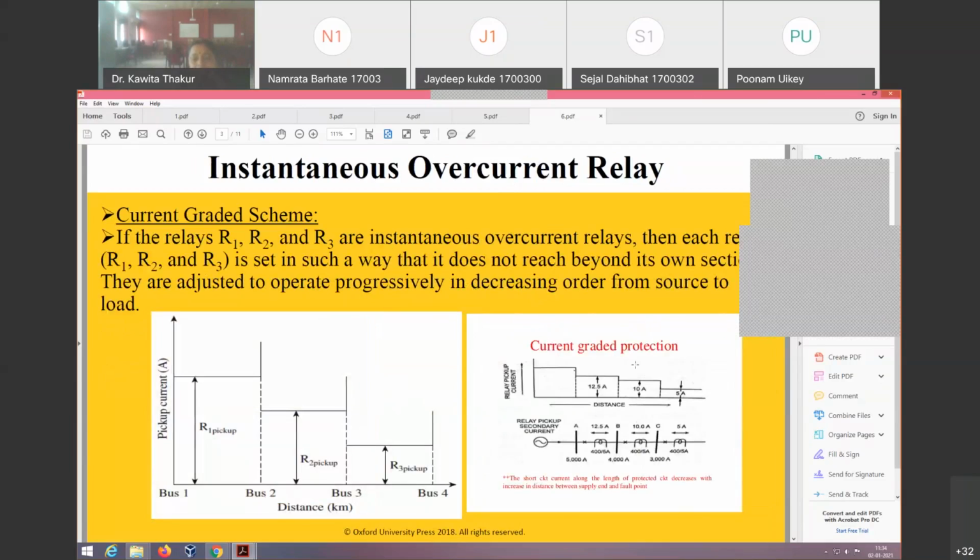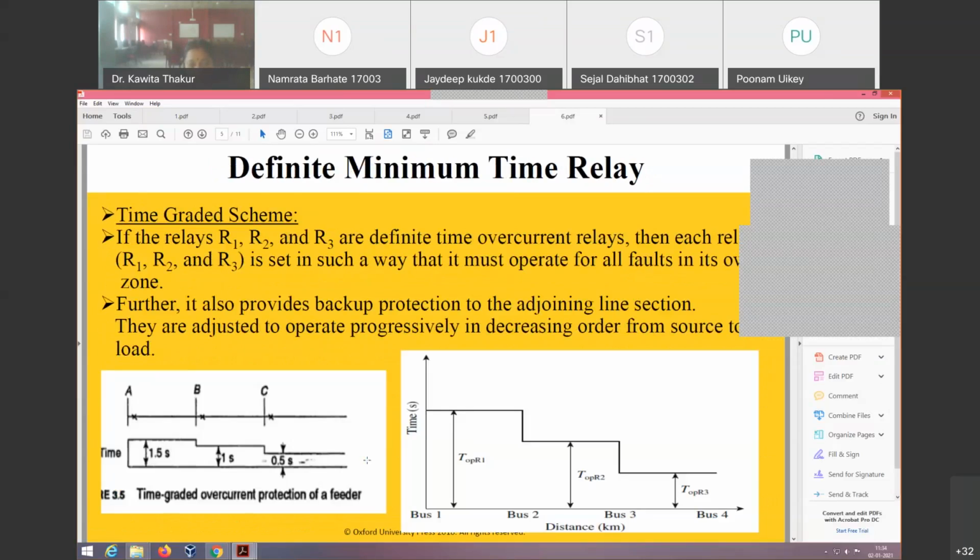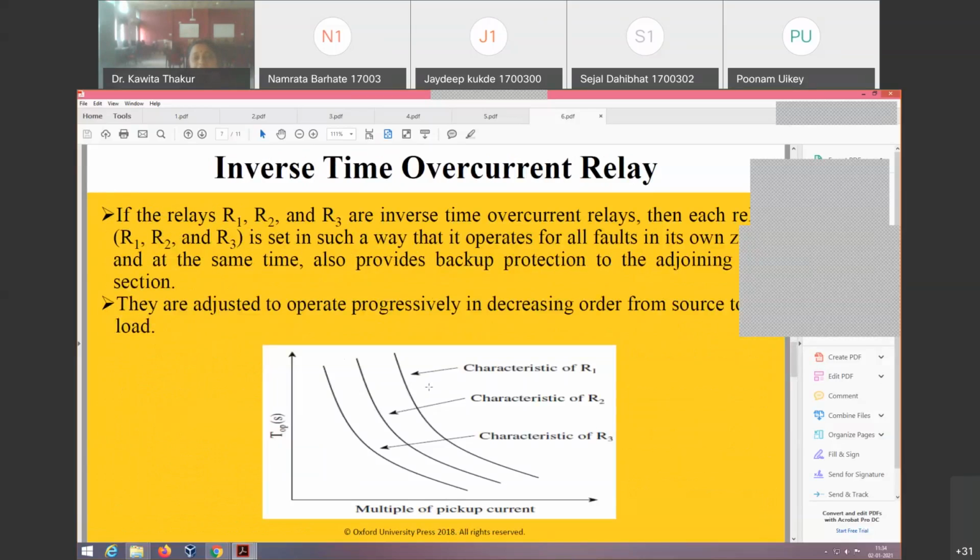In the current graded scheme the time remains constant; in the time graded scheme the time is graded. In the current graded scheme we have instantaneous overcurrent relay as well as IDMT relay. The relay picks up depending upon the value of current. While in the time graded scheme we use only definite time relay, where the grading starts from the far end. At the far end we have the relay with the lowest setting, and it increases toward the feeder end. This we have seen in our sixth lecture.